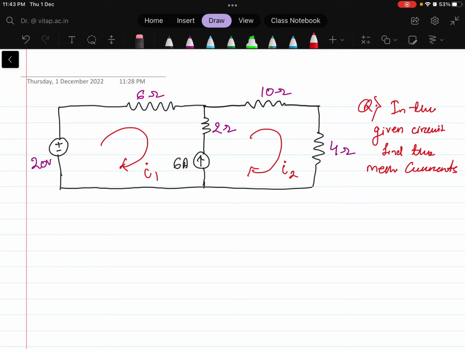So in this another problem, we are going to solve one problem based on super mesh. So what was super mesh? We have discussed previously that if one current source is common to two meshes, then we are going to apply the super mesh here.